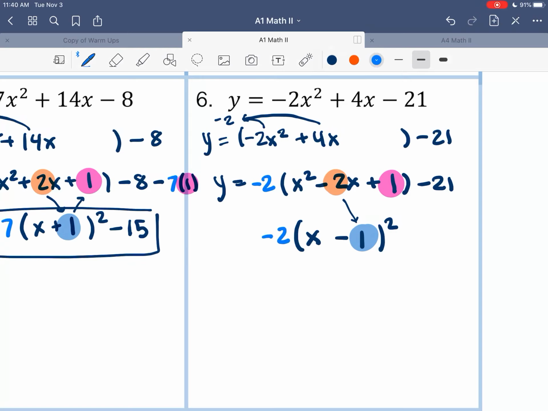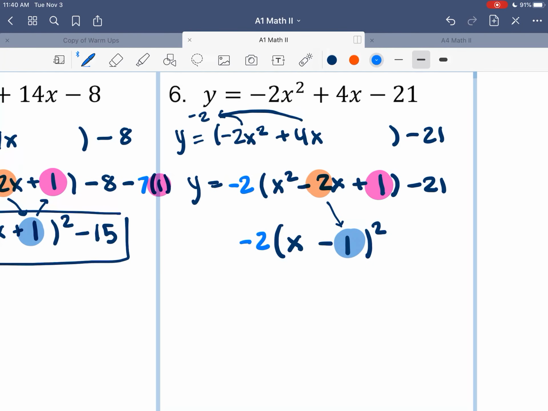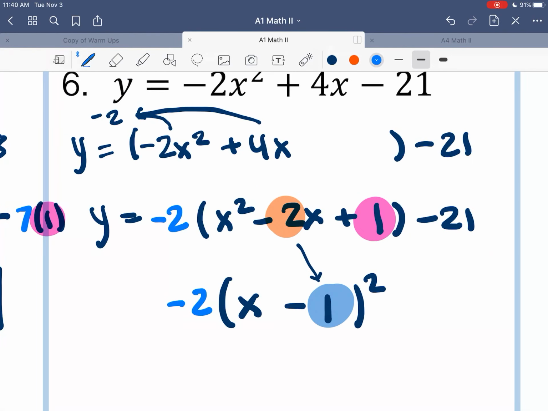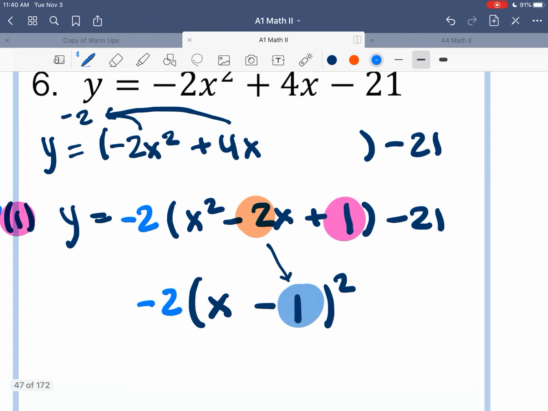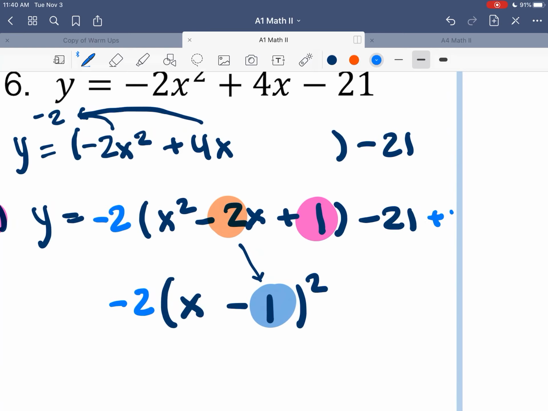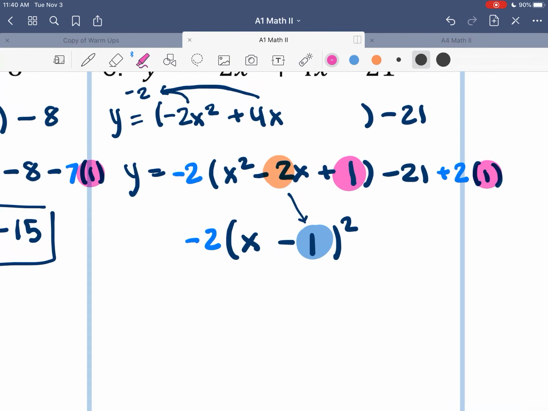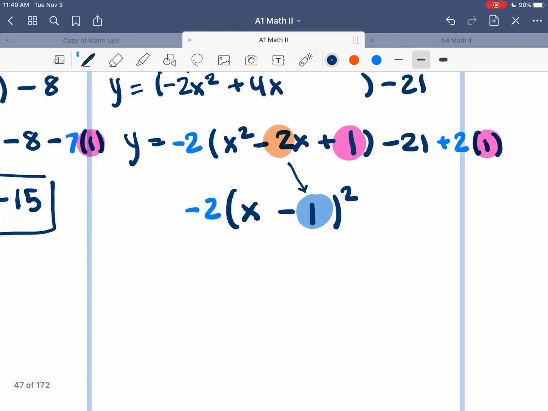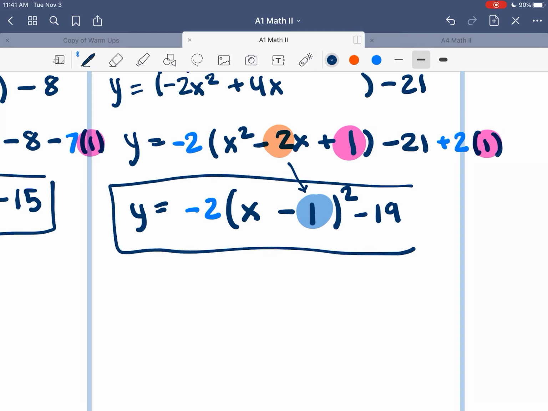So the -2 stays. To balance our equation, we have to notice that we're subtracting, like this is a -2. So what we really did was take away 2 times 1. It's like -2 times 1. So we need to add 2 times 1. We just have to keep the balance. Yes. And then we have negative 21 plus 2. 2 times 1 is 2, so negative 19 on the end. And here's our vertex form. There we go.